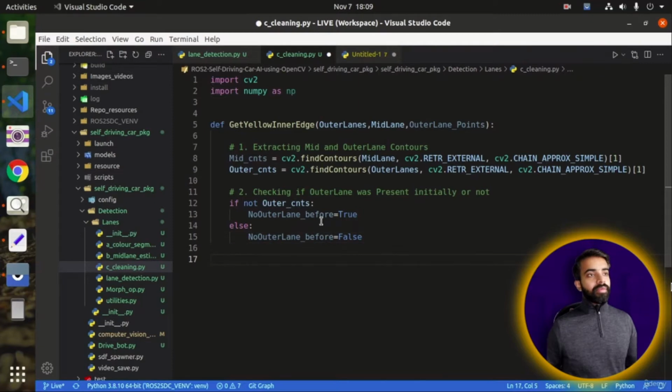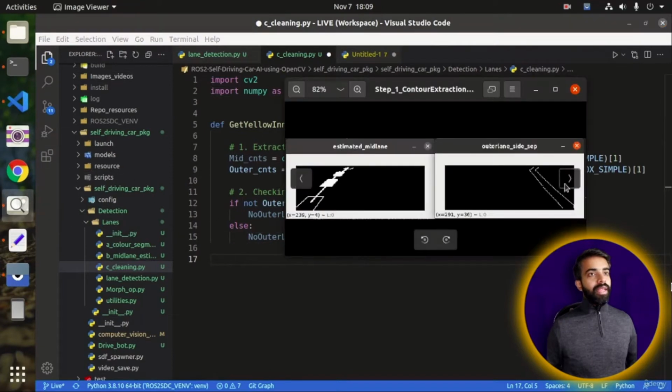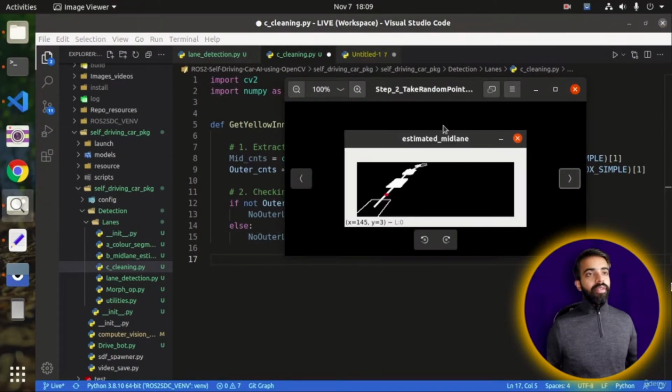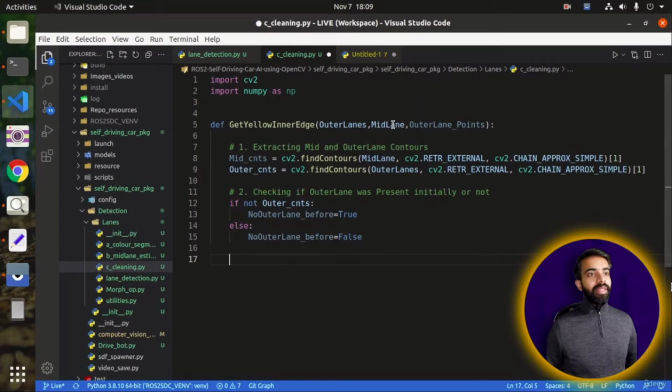Moving on to our next step, we need to extract or take a random point from our estimated mid lane. Now, this random point will be used to estimate or check whether a given outer lane is the correct outer lane or not. How this is going to be used will be explained later. So we extract that particular point from our mid lane.